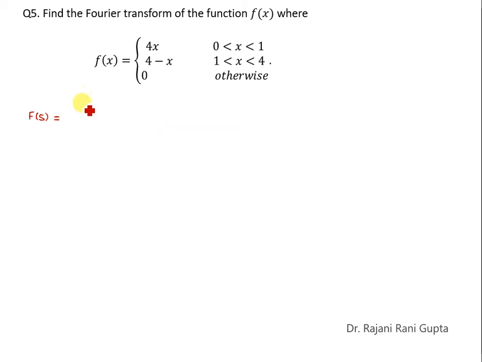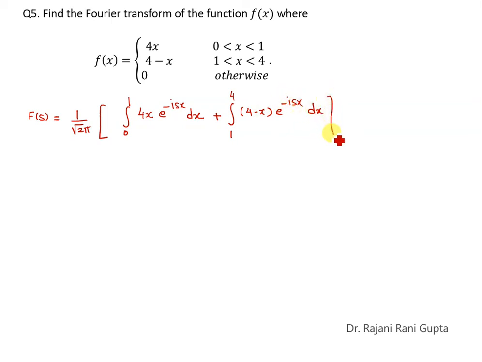It will be, say, F(s) equal to 1 over square root of 2 pi. Here let's assume that we are changing the variable to x in place of t. So it is now from 0 to 1. We write integral 0 to 1, the value of the function is 4x, e to the power minus iota s x dx, plus integral 1 to 4, the value is 4 minus x, e to the power minus iota s x dx. See what we did: we used this formula of the Fourier transform, which is 1 over square root of 2 pi, integral from minus infinity to infinity of f(x) e power minus iota s x dx.